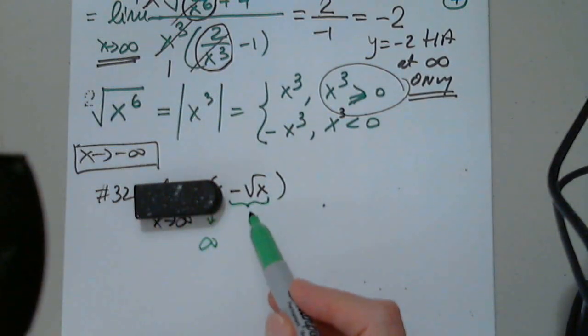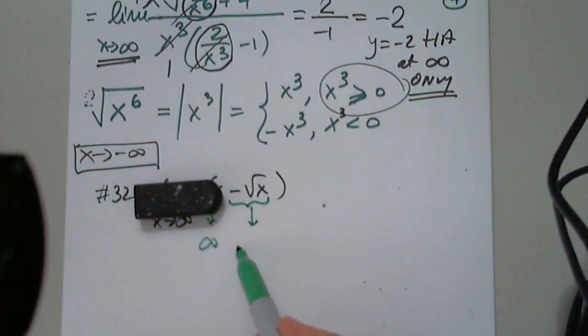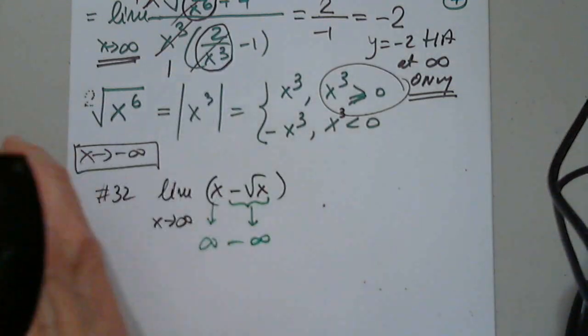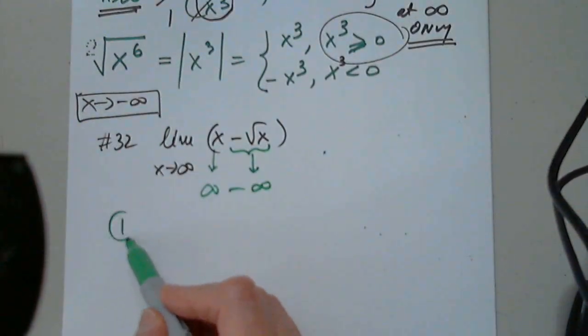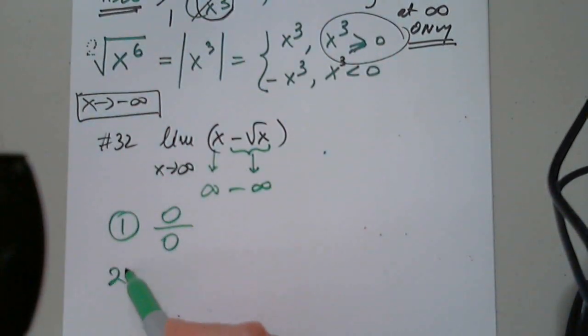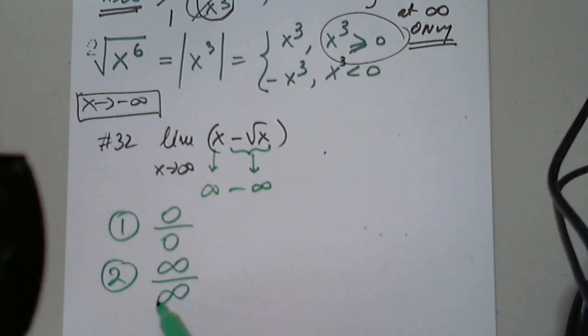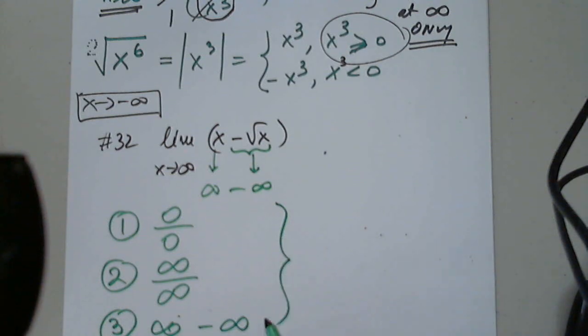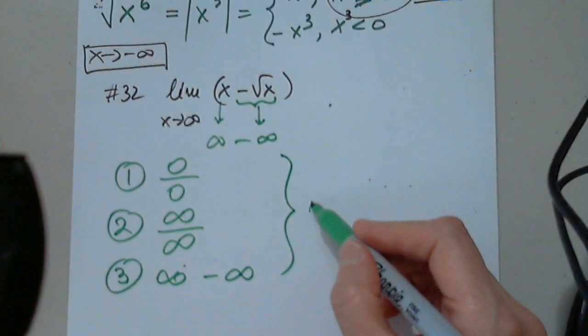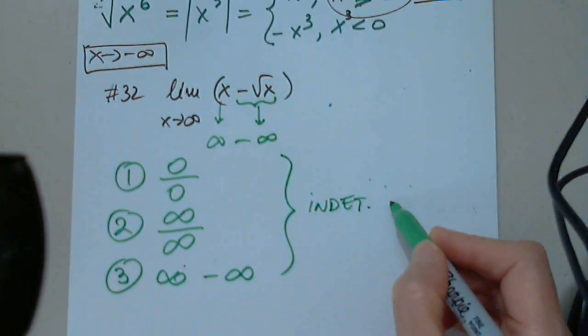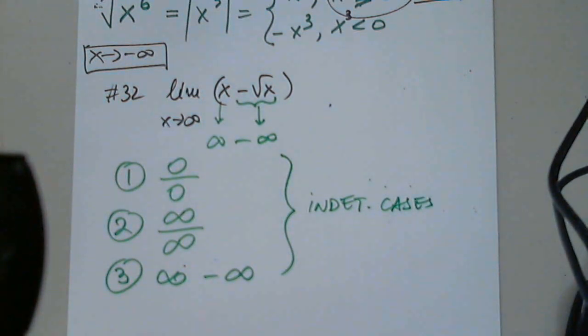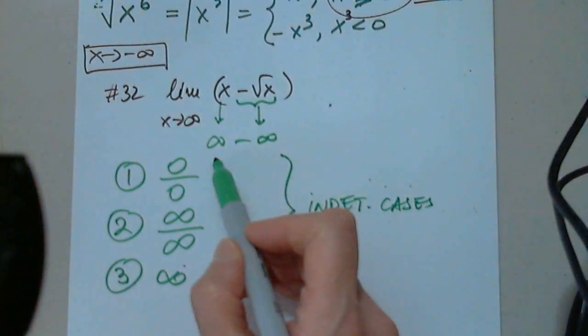Where is this going? Negative infinity. Excellent. So number 1, 0 over 0. Number 2, infinity over infinity. Number 3, infinity minus infinity. These are the first 3 indeterminate cases. 4 more to go, a total of 7. No one knows what this is.